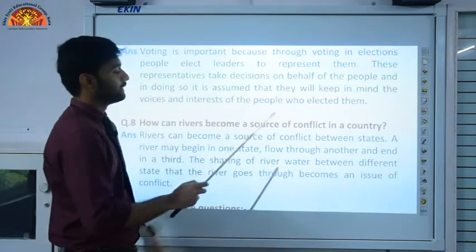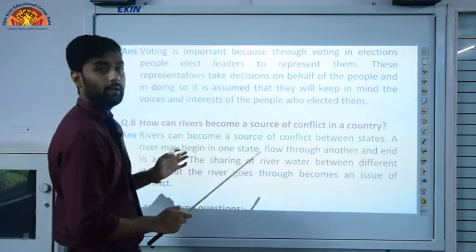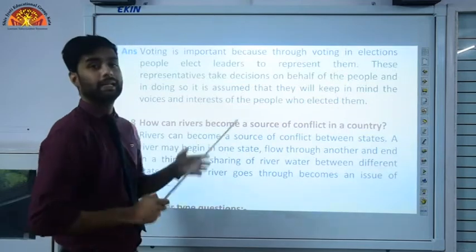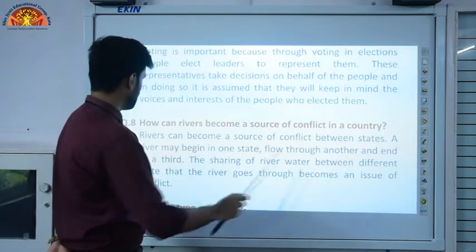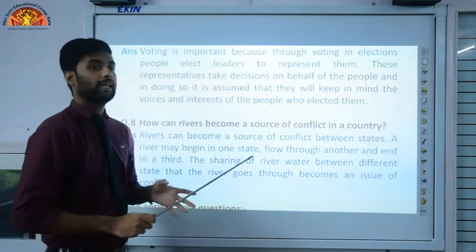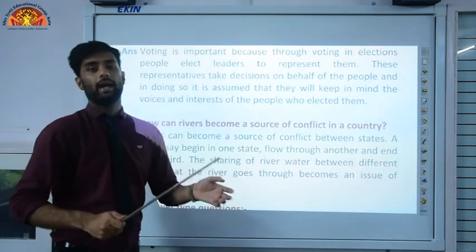The river flows through many states, and the people can say that we are not getting an equal share of water, okay, and that is how it can become an issue of conflict, which is exactly what happened in Tamil Nadu and Karnataka.